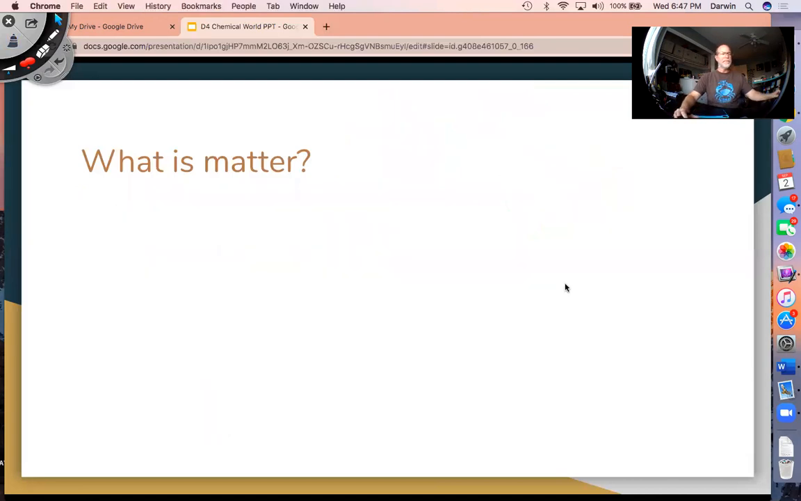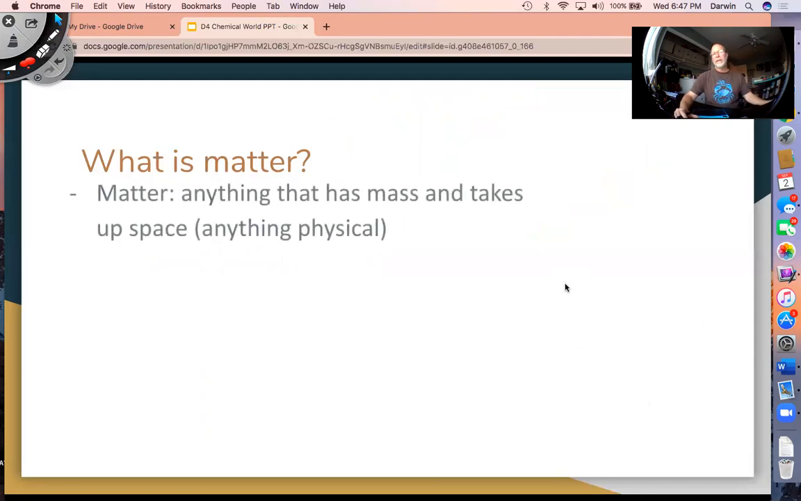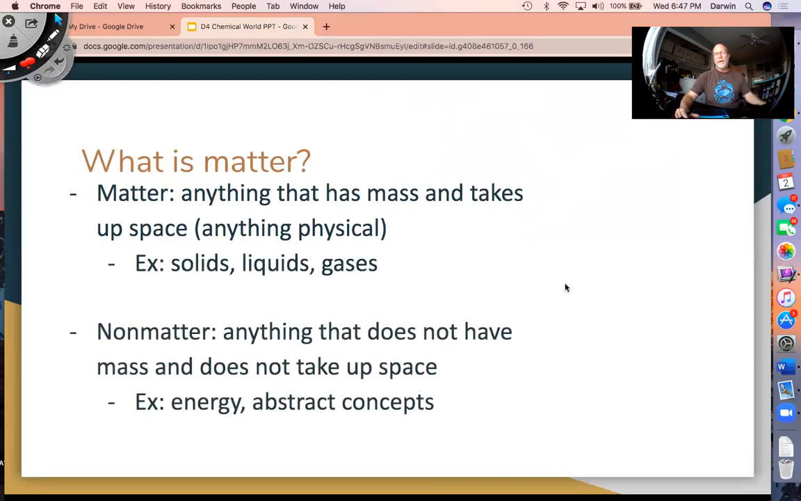So matter are solids, liquids, and gases. So what is matter? Again, matter is anything that takes up space. Well, there must be something that's an opposite. So non-matter is the opposite of matter. Non-matter is anything that does not have space, does not have mass. And you think, what are some things that don't have mass?